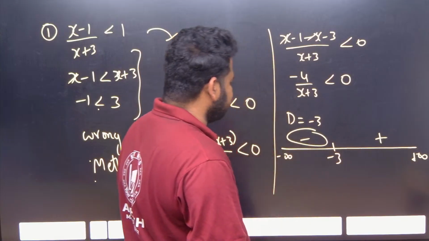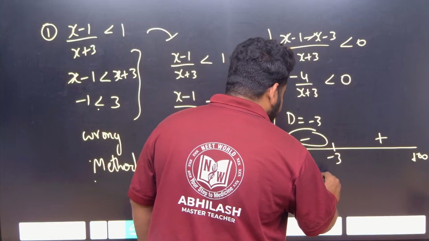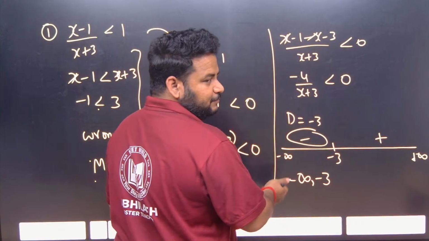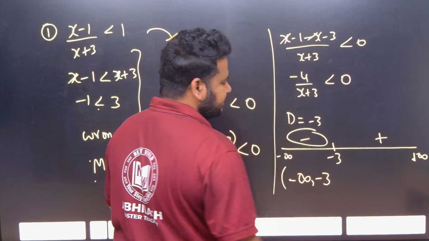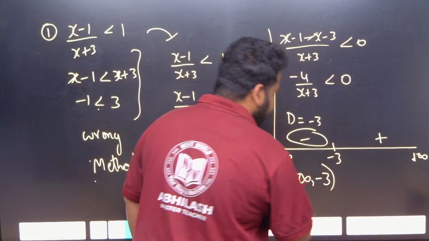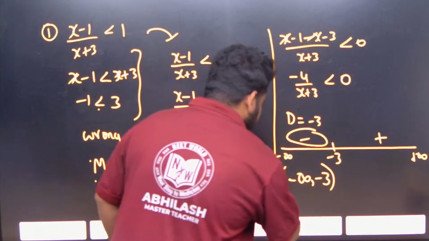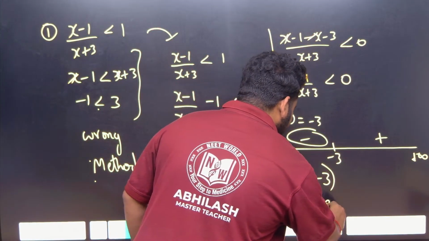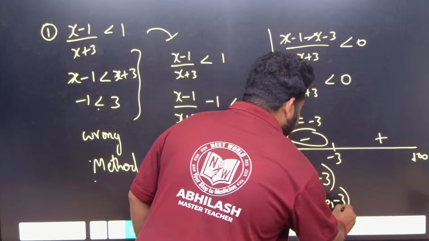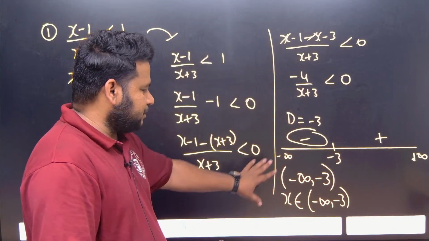So this region is given by what, friends? This region is given by minus infinity comma minus 3. Infinity, I told you, whether plus or minus, is always an open interval. -3 is a discontinuous point, so definitely this will also be an open interval. So x belongs to the open interval (-infinity, -3).